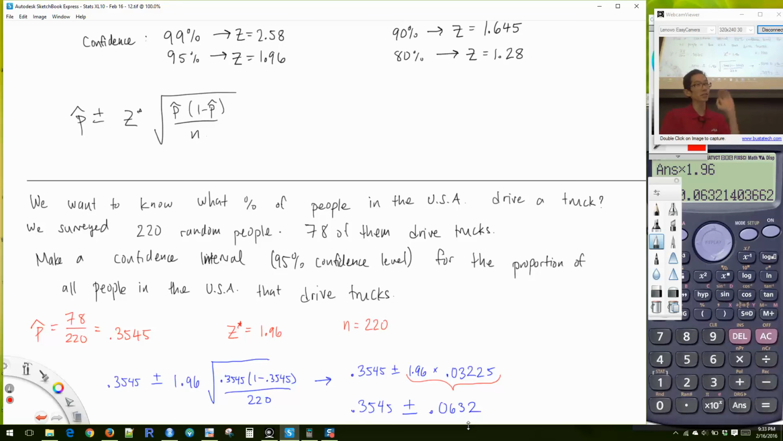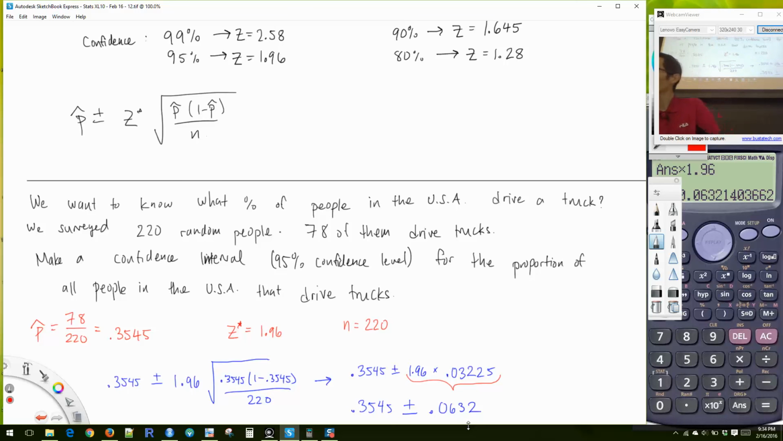Let me just pause here and say, right now, my answer to this question. We want to know what percentage of people in the USA drive a truck. My answer right now is about 35%, 35.45%, give or take 6.32%. So what percentage of people in the US drive trucks? Around 35.5%, give or take 6%. That's essentially what I'm saying right now. It looks a little bit more complicated because I've got decimals here, but it's not. What percentage of people drive trucks? 35%, give or take 6%. That's basically what I'm saying.